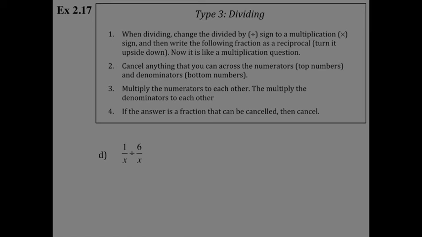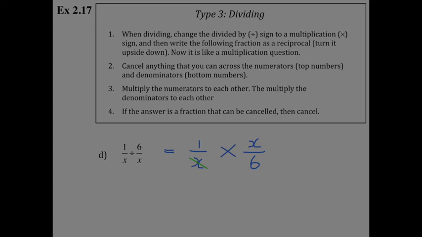When you're dividing, you do the same thing that you do when you multiply, except the fraction after the divided by sign gets inverted, or the reciprocal is taken. Let's see what we can do with this one. That becomes 1 over x. We change the divide to a times, and then the 6 over x gets inverted, or we take its reciprocal, so it becomes x over 6.